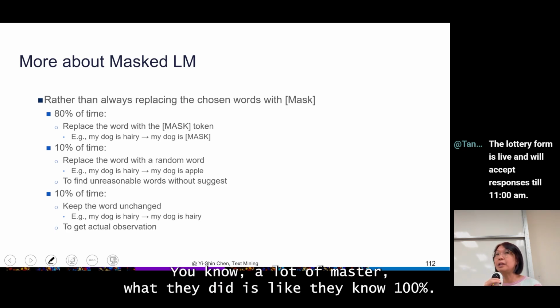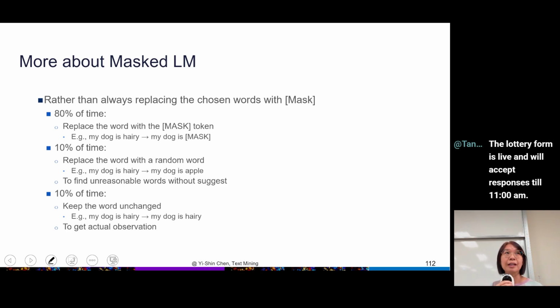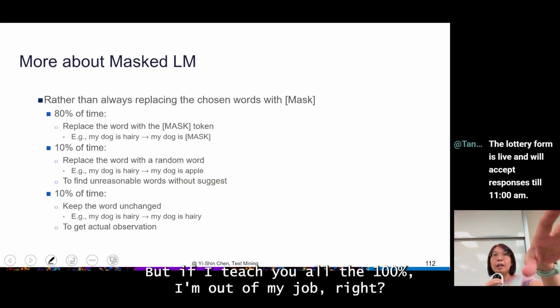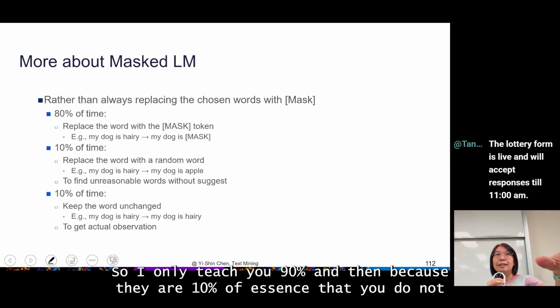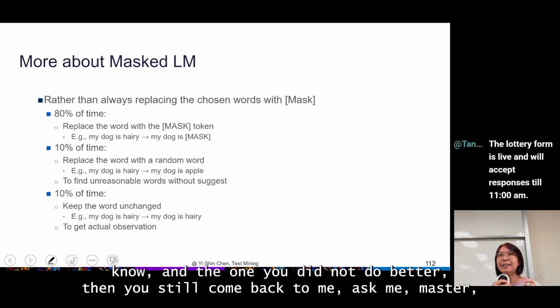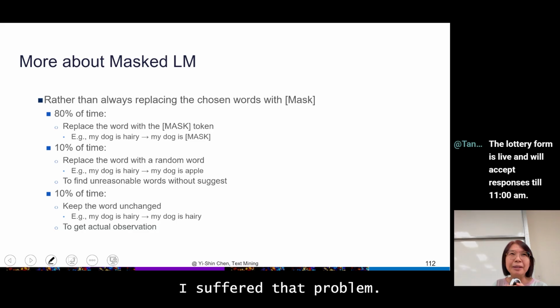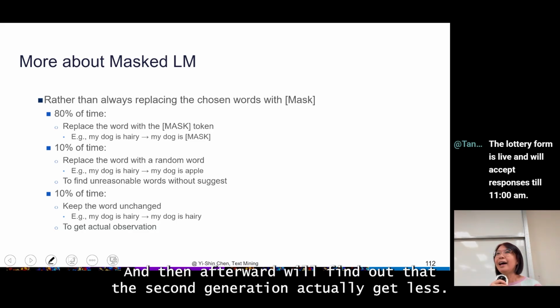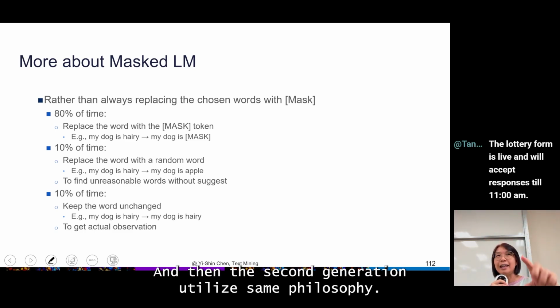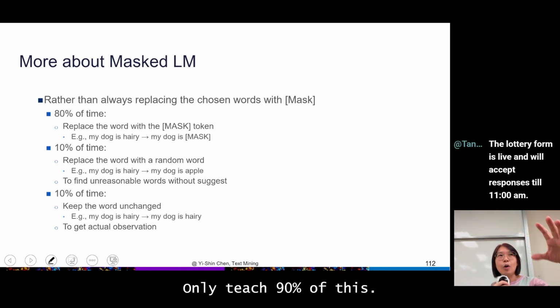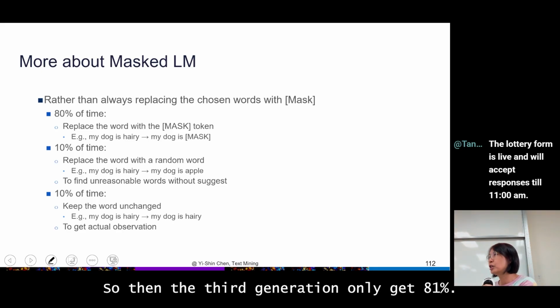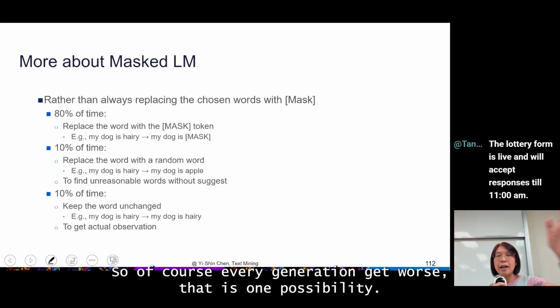You know, a lot of masters know 100%. But if I teach you all the 100%, I'm out of a job, right? So I only teach you 90%. There is 10% of the essence that you did not know, and when you did not do better, you come back to me and ask, Master, I suffered from this problem, what can I do? Afterward, you will find that the second generation actually gets less, and then the second generation uses the same philosophy and only teaches 90% of that. So the third generation only gets 81%. Of course, every generation gets worse.